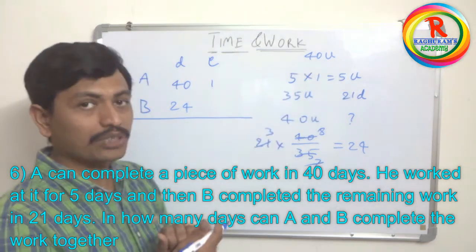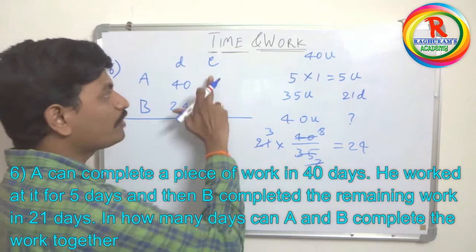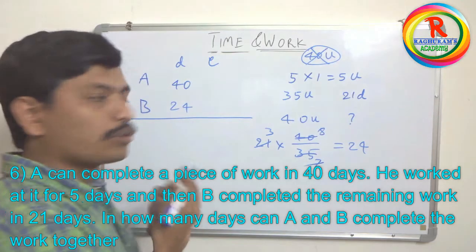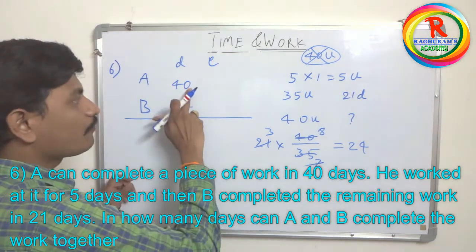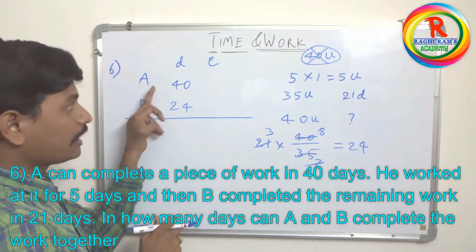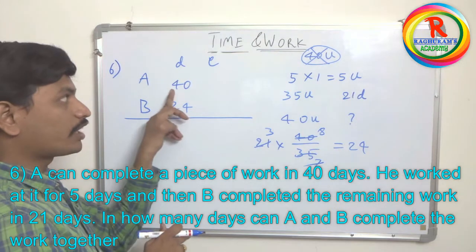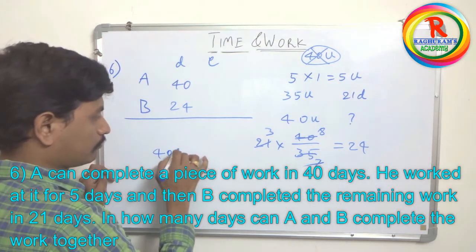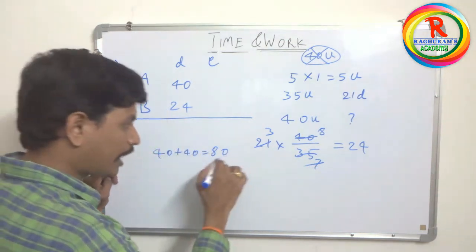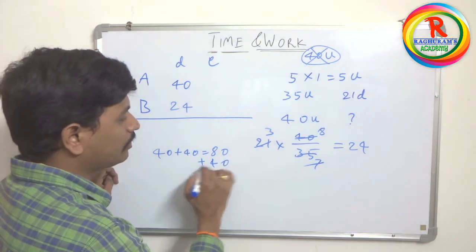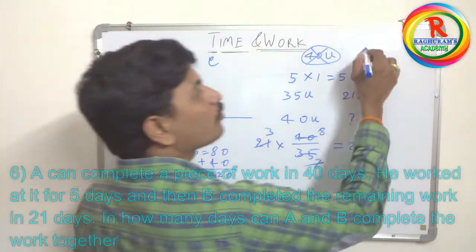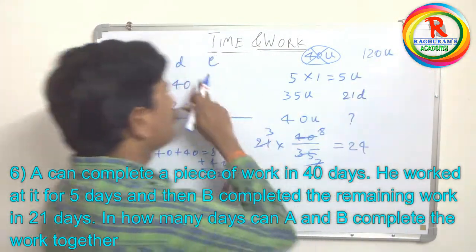I told you 40 units total work, 40 units is temporary. Now we take the actual one. So we remove this one. We need to find total work, how many units. So 40, 24, LCM. We have a shortcut. If the bigger number is 40 and 40 is not divisible by 24, 40 plus 40 is what? 80. 80 is not divisible by 24. Again plus 40, 120. 120 is divisible by 24.